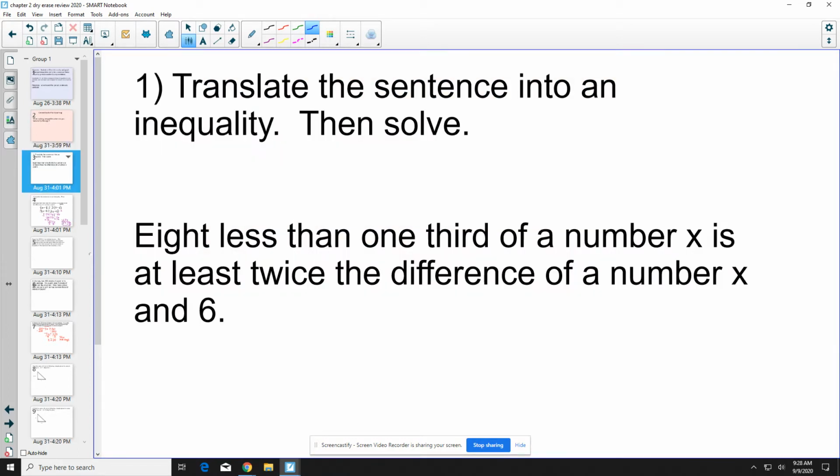Okay, so let's look at this first question. You're going to translate it into an inequality and then solve. So try to translate this into an inequality and then solve it. 8 less than 1/3 of a number x is at least twice the difference of a number x and 6. Go ahead and pause the video and try this problem. When you get done, hit play.